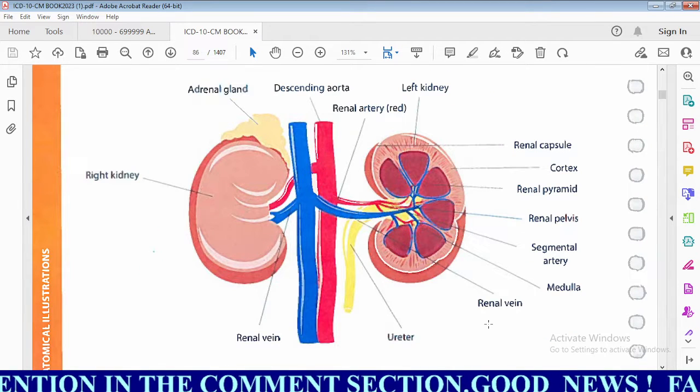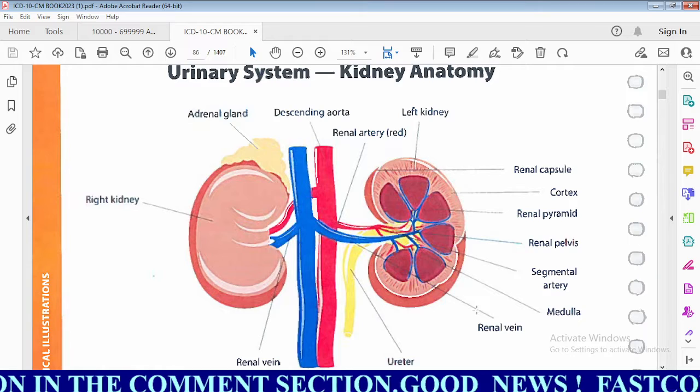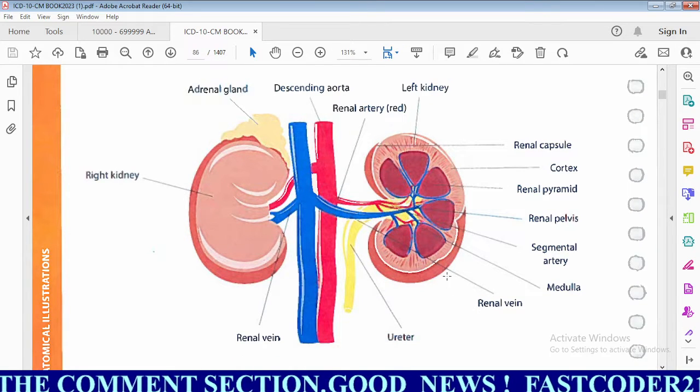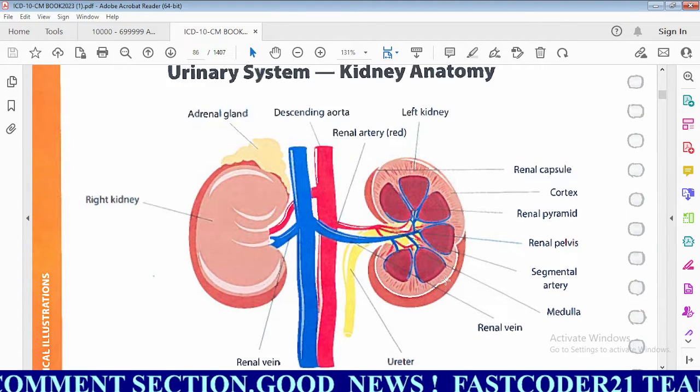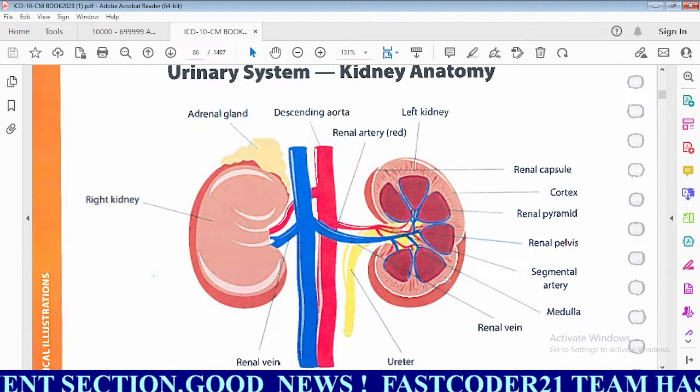So here we are having the kidney anatomy, but anyway in same day surgery we can't code kidney related procedure mostly. Just we will code kidney biopsies.